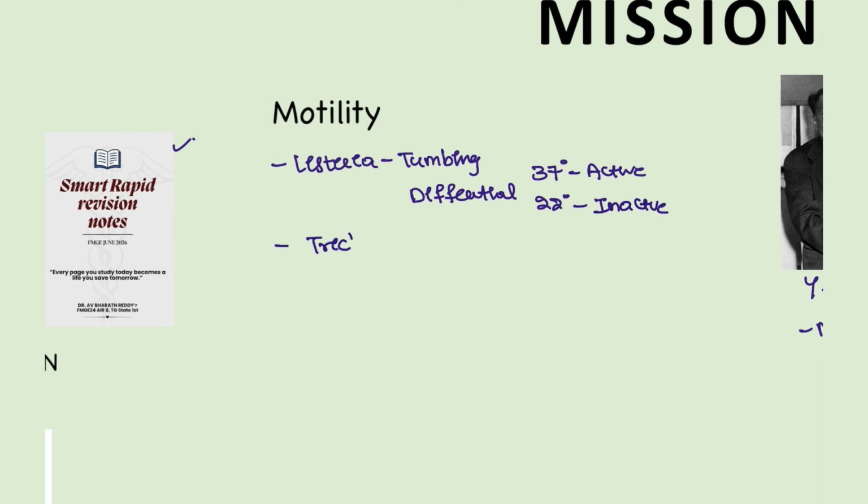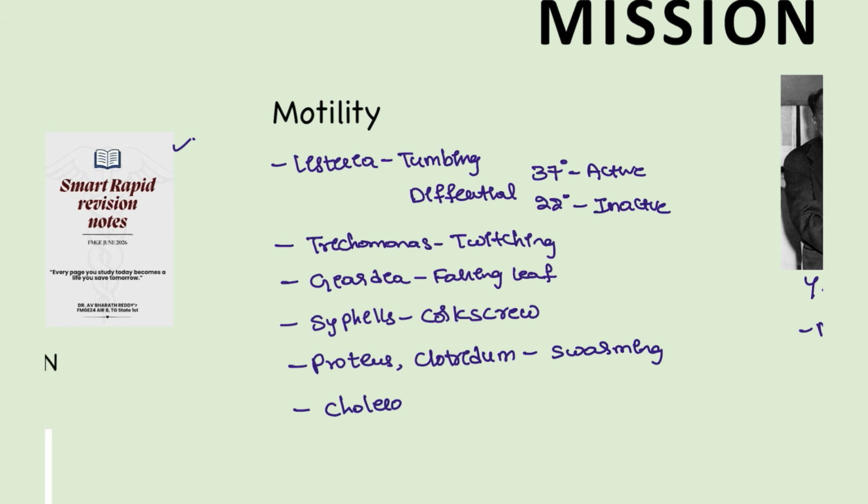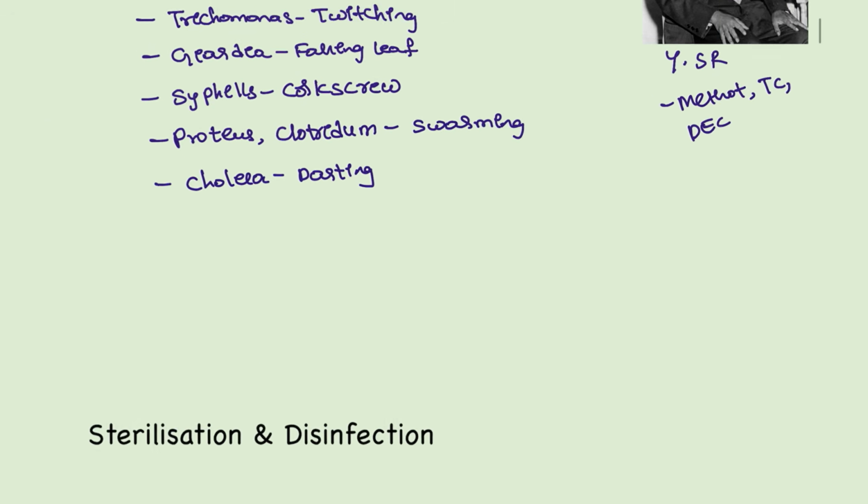Next, Trichomonas shows twitching motility. Giardia shows falling leaf motility, and syphilis shows corkscrew motility, and Proteus and Clostridium show swarming motility, and Vibrio cholerae shows darting motility. These are some of the important motilities that have to be taken note of.